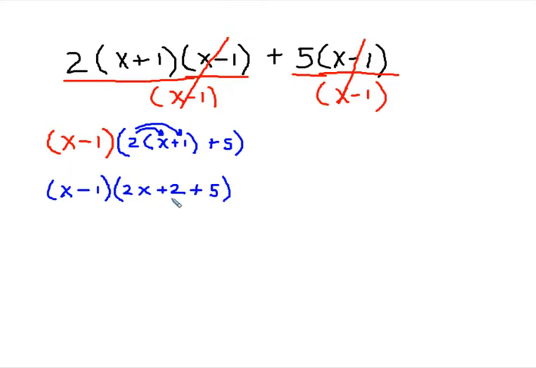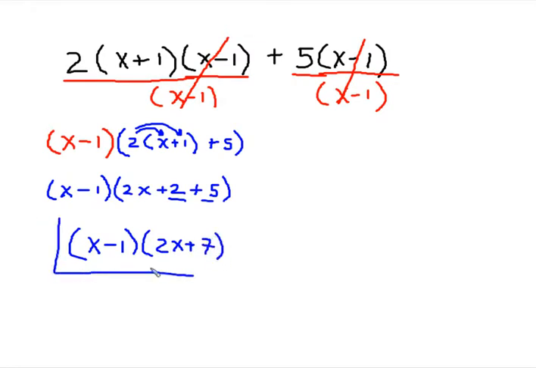Finally, we combine like terms. 2 and 5 are like terms. And we have our solution, our factored form of the expression, x minus 1 times 2x plus 7. So this would be the factored form of that original problem, x minus 1 times 2x plus 7.